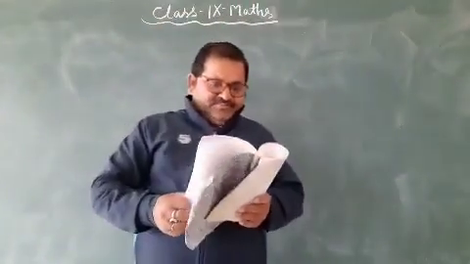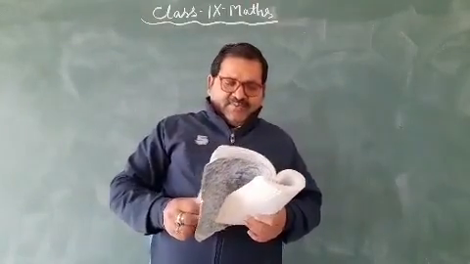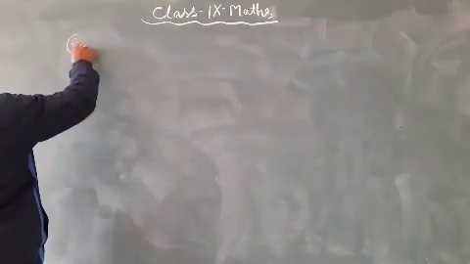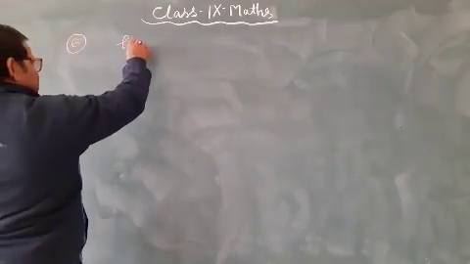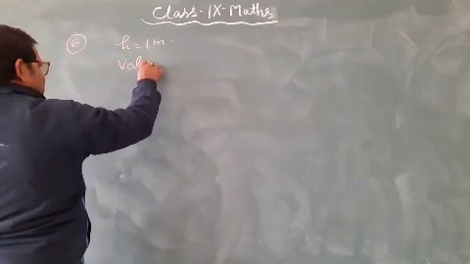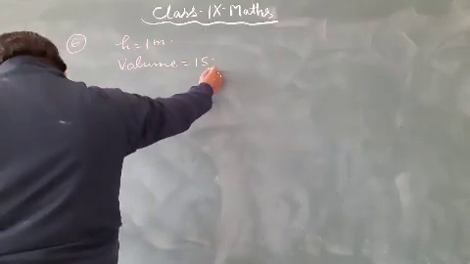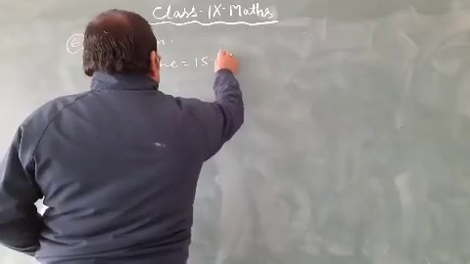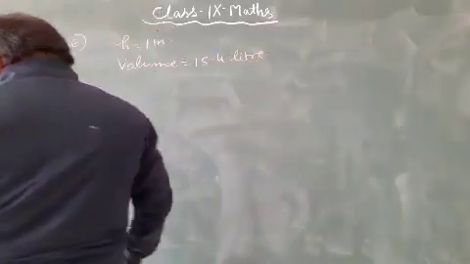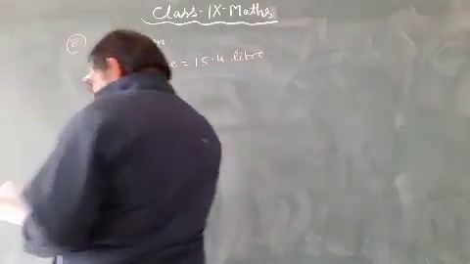The next question, question number 6: the capacity of a closed cylindrical vessel of height 1 meter is 15.4 liter. How many square meter of metal sheet would be needed to make it?